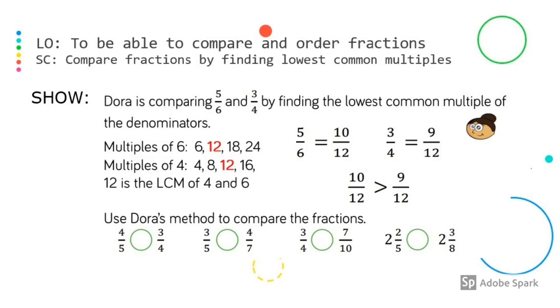Once she's found her equivalent fractions, she can compare them much more easily. We know that 10/12 has a greater value than 9/12. Therefore, 5/6 must be bigger than 3/4. I would like you to pause the video now and try and use the same method to work out the fractions at the bottom of the screen. You are going to need to find equivalent fractions for both by finding the lowest common multiple of the denominators. Pause the video now and try and work out the answers to the questions.